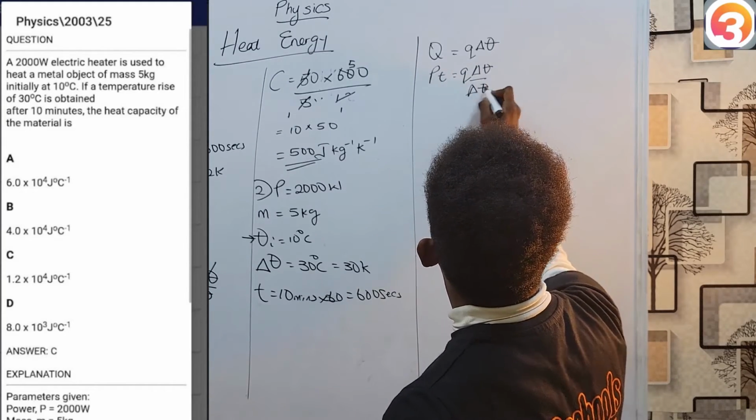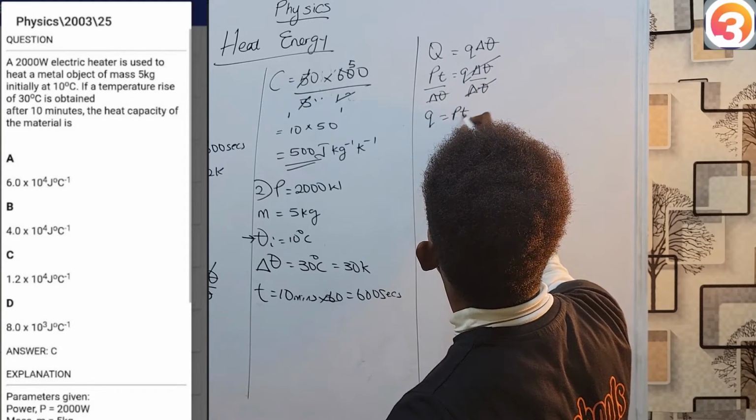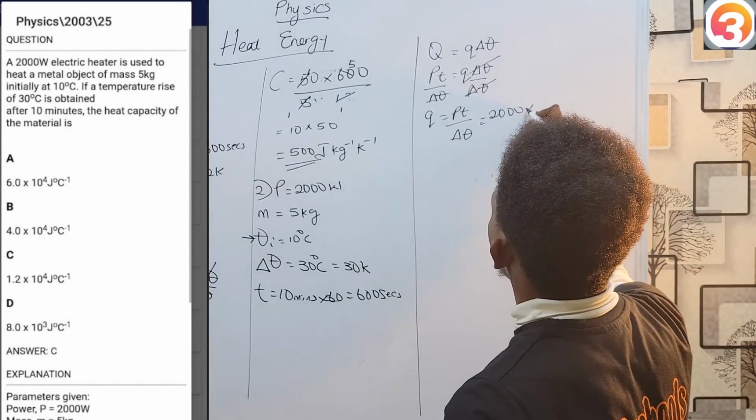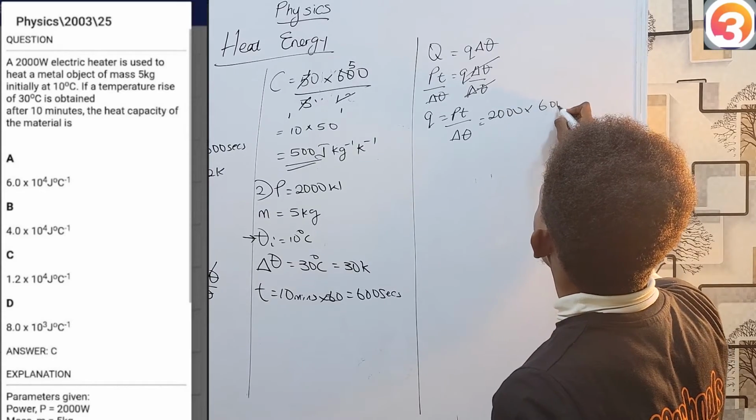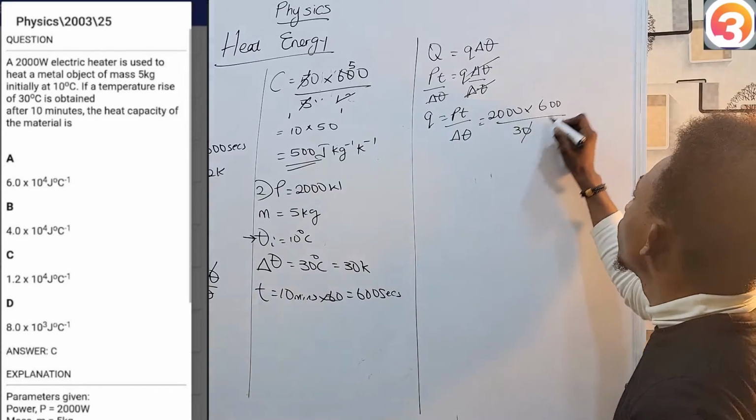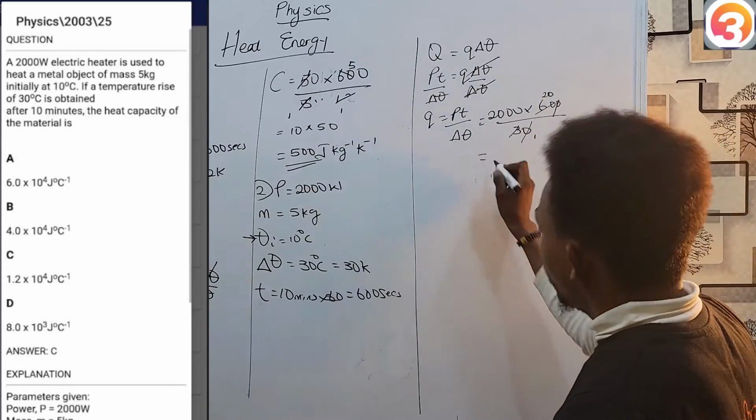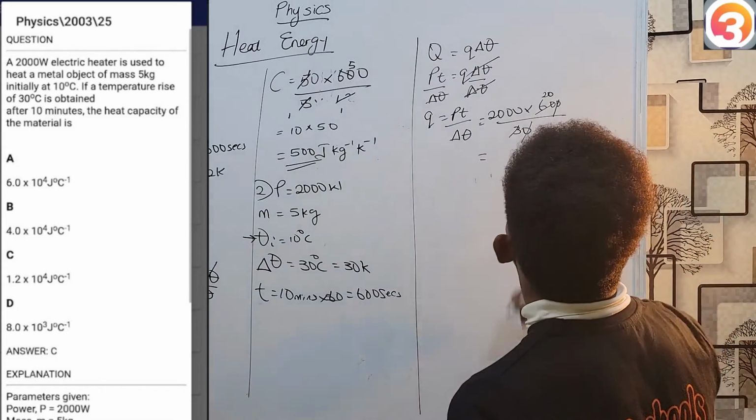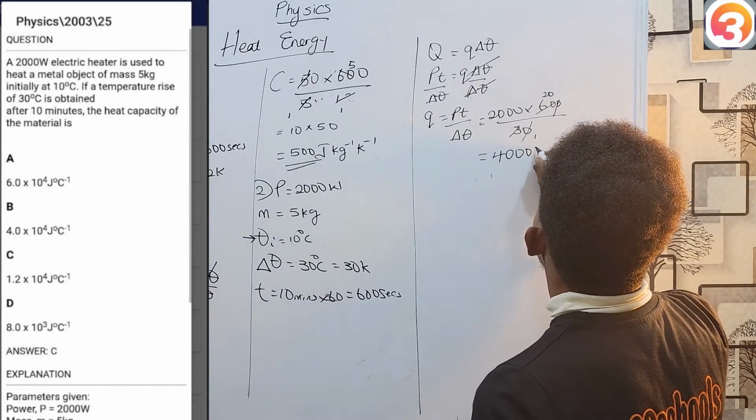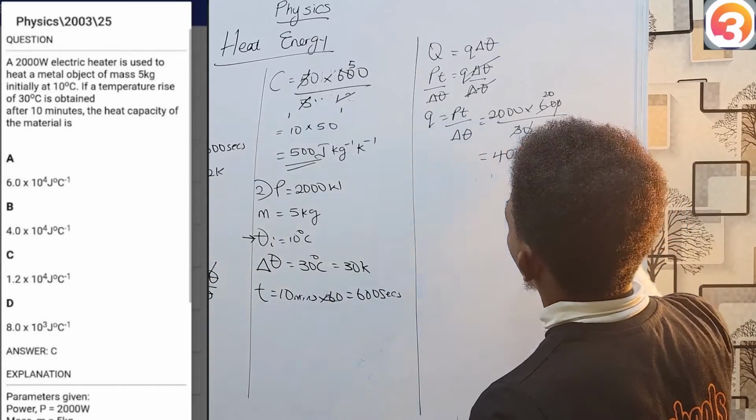What's the heat capacity times change in theta? And to make the heat capacity stand alone so I can find it, it must be PT over change in theta. And P is 2000, T is 600, over change in theta, which is 30. So 0 can take care of 0. 3 into 60 is 20. And therefore, 2000 times 20, 2 times 2 is 4. Then I have 4 zeros. That's the fourth one, and this is going to be in joules per Kelvin.